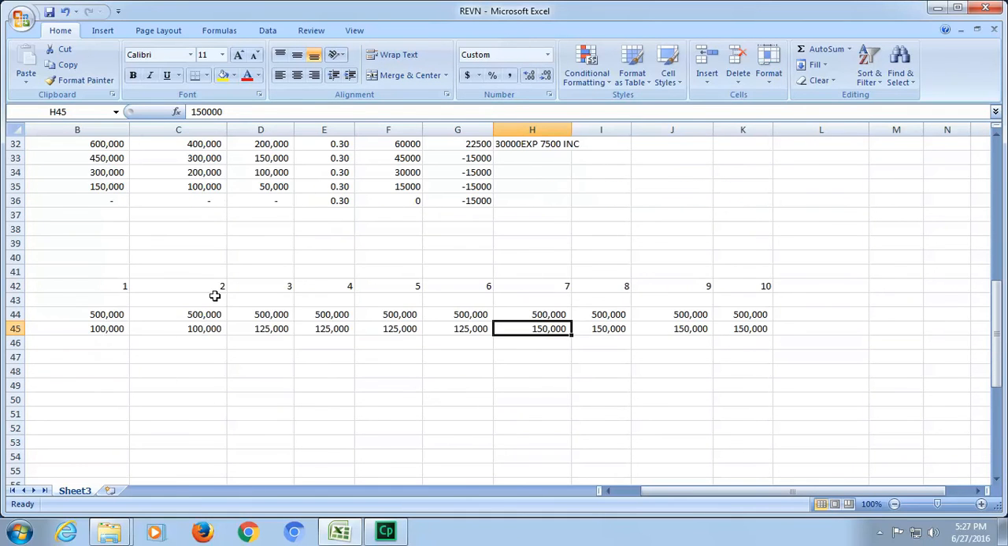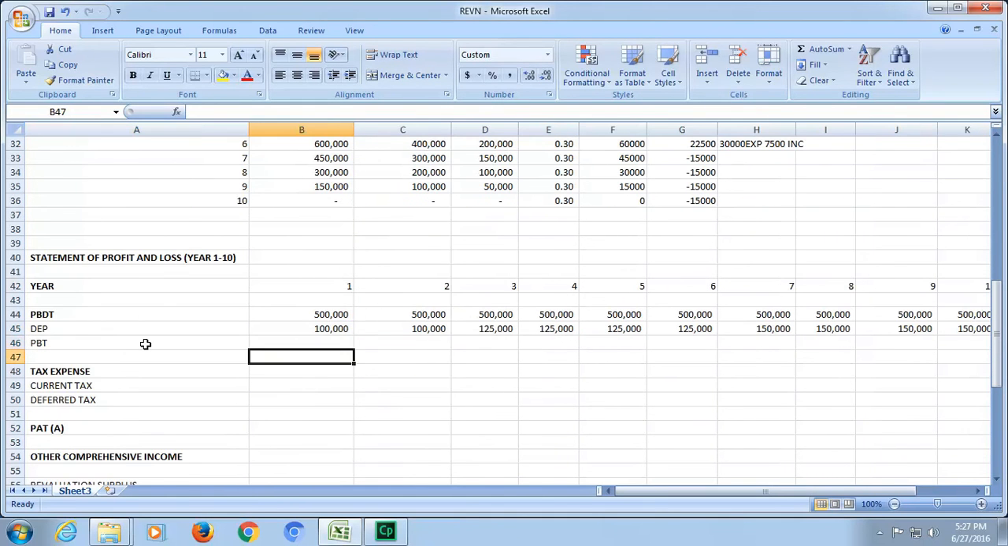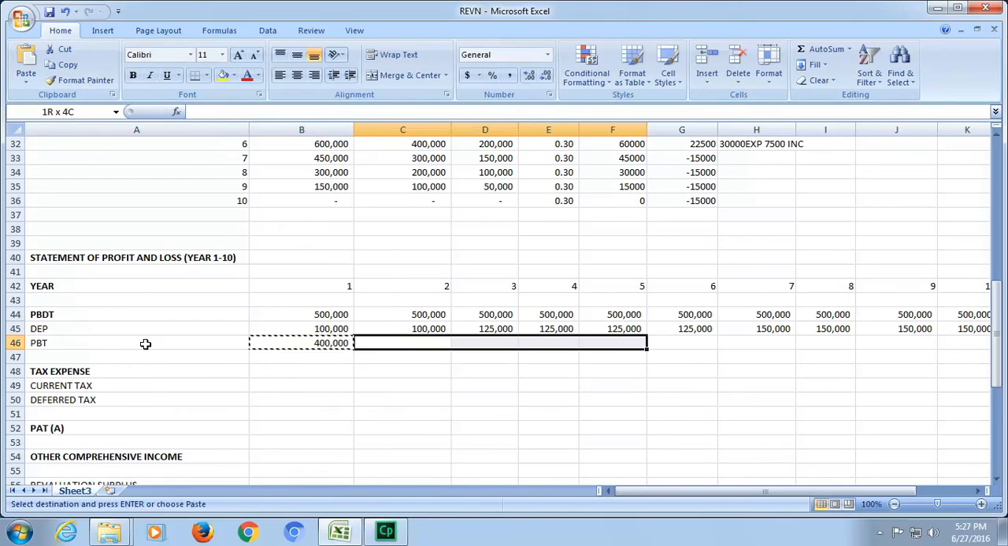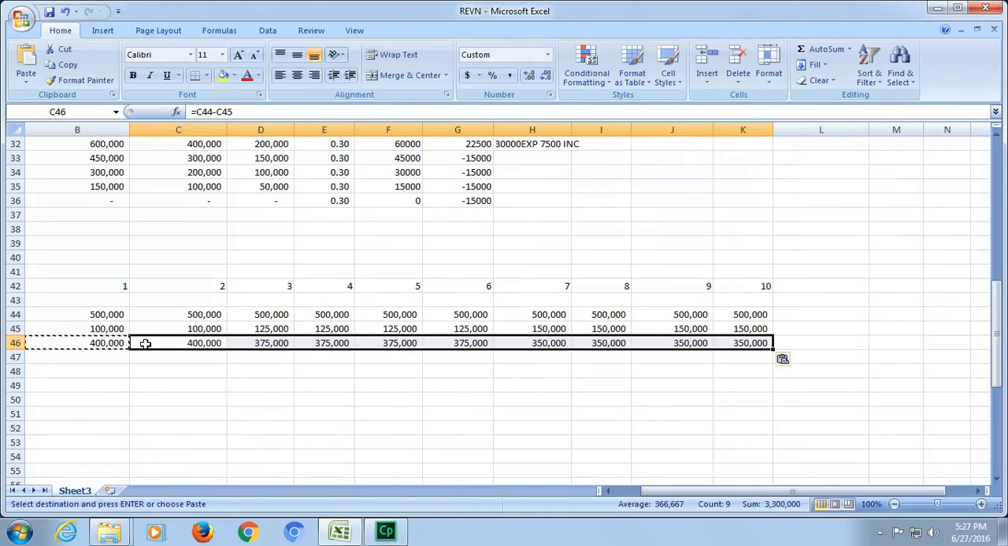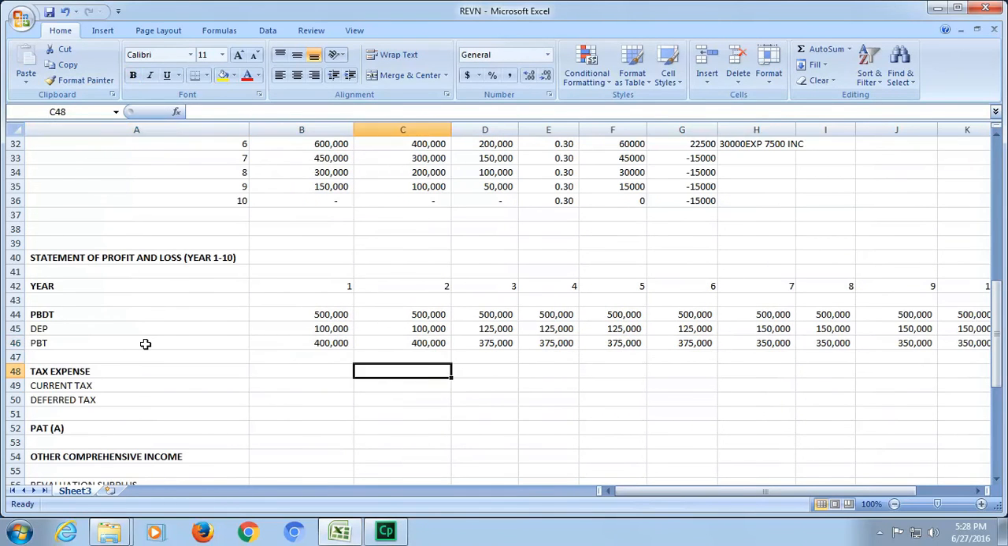Now we'll try to arrive at the profit before tax. We can simply take a formula. This minus depreciation will be your profit before tax. I'll copy down the formula here. So we have arrived at profit before tax.